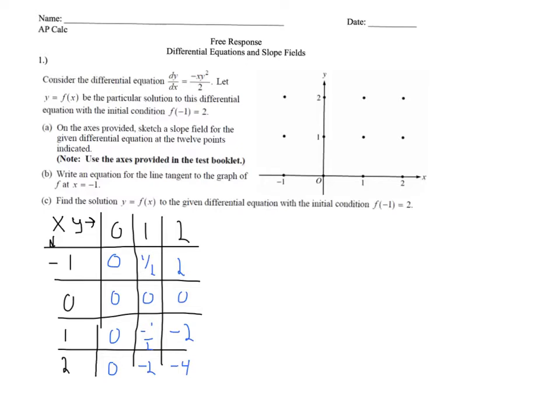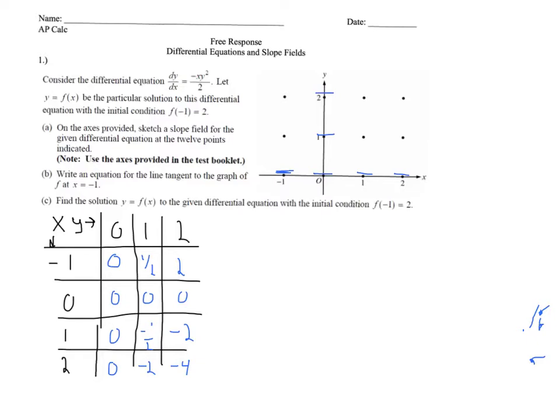Okay, so now we just need to plot these slopes, and we don't have to be too exact when we plot non-zero slopes. Zero slopes we should be okay with, in that we're going to plot horizontal lines. So all of these, when y was equal to 0, our slopes were horizontal. When x was equal to 0, our slopes were horizontal.